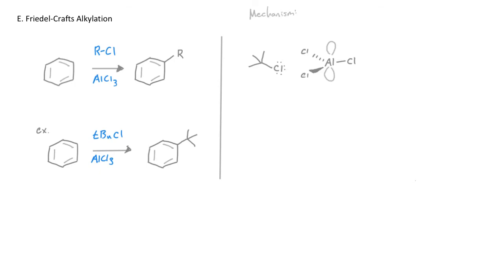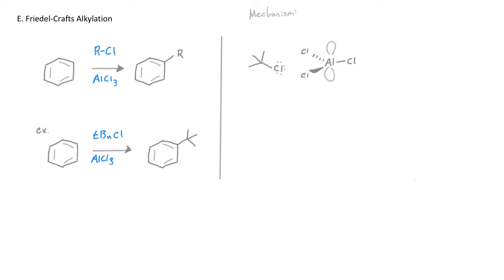First, I've drawn out tert-butyl chloride and the Lewis acid aluminum trichloride. Aluminum trichloride is, of course, electron deficient because it only has 6 electrons rather than the 8 that would be necessary to fulfill the octet rule. Therefore, it has an empty p orbital, which is excellent for accepting an electron pair.